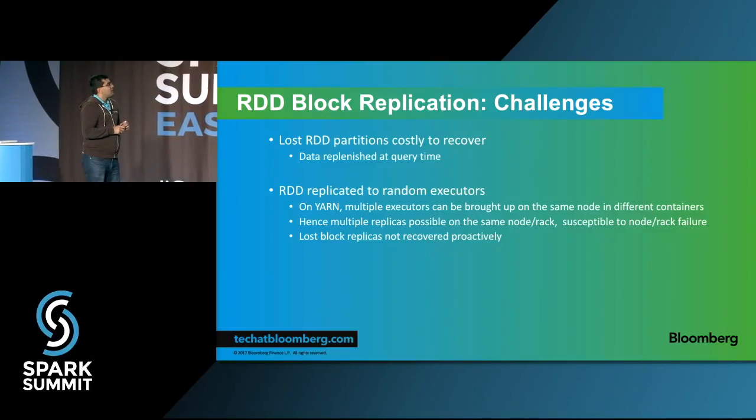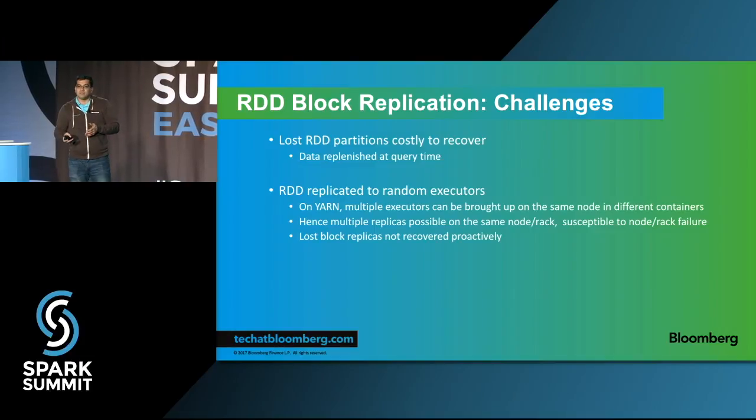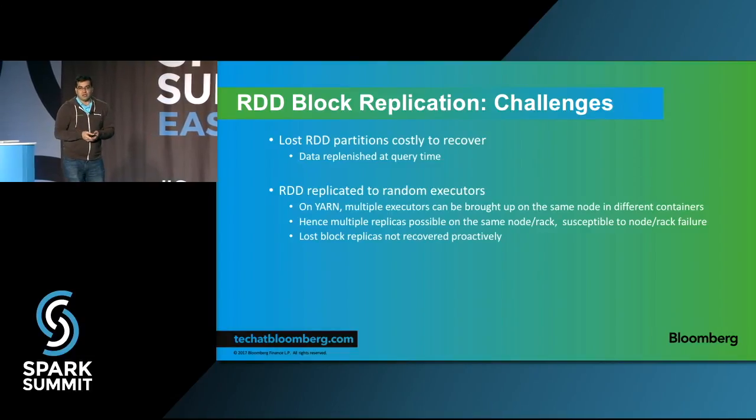Do they solve the problem? Well, RDDs are replicated at random by Spark. So if you, let's say, use a resource manager like Yarn, which is the case in Bloomberg generally, on Yarn, you can actually have multiple executors on the same node. And this basically means that you can actually have multiple copies of the data on the same node, and you now become susceptible to node failure. So even if you have, say, 2 or 3 replicas of the data, they might end up on the same node. You lose the node, your query performance delays go through the roof.